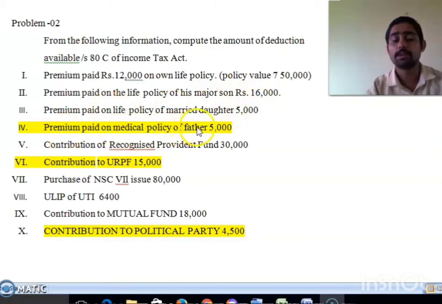Medical policy, I told it will come under 80D, it won't come. Recognized provident fund can be considered. URPF we can avoid, we need not consider it. Next, purchase on NSE 8th issue, we are considering. ULIP of UTI we can consider. Mutual funds we have considered. Now we have to find out the total of all these amounts, and it should not be more than 1,50,000. We'll calculate this particular problem.